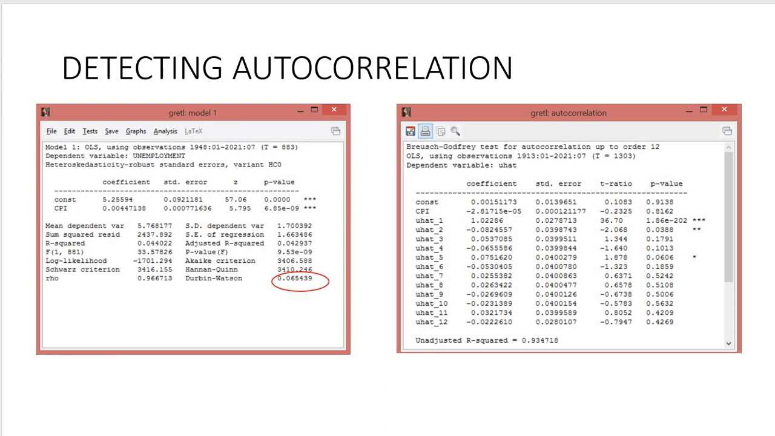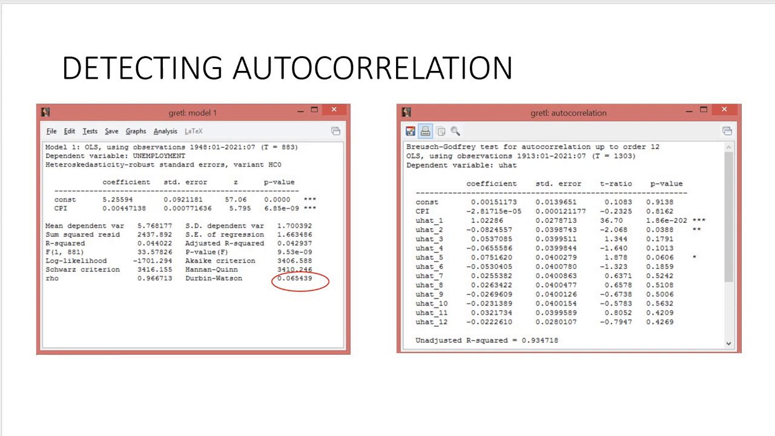You can go for the alternative, which is the Breusch-Godfrey test for autocorrelation. You can choose the order, like by how many periods you are going to analyze the presence of autocorrelation. So here, for instance, I analyze whether error term in period t is affected by the value of error term in period t minus 1, t minus 2, t minus 3, and so on up to period t minus 12.